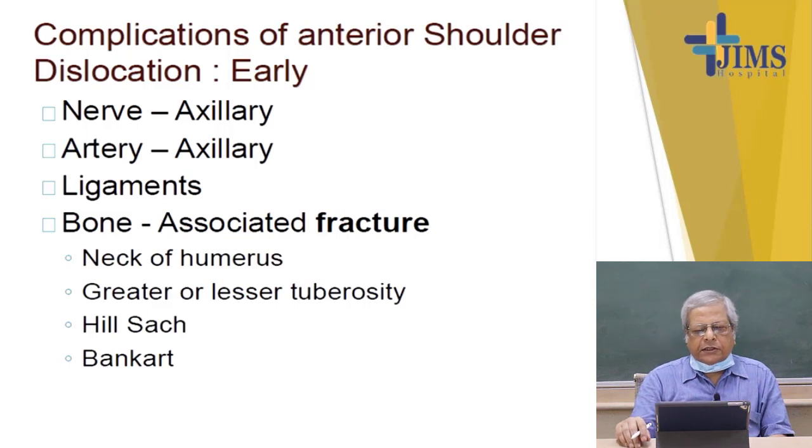What could be the complications of anterior shoulder dislocation? The early complications are damage to the axillary nerve, which supplies the deltoid. There could be damage to the axillary artery. So when a patient comes with anterior shoulder dislocation to casualty, the distal neurovascular status has to be checked properly.